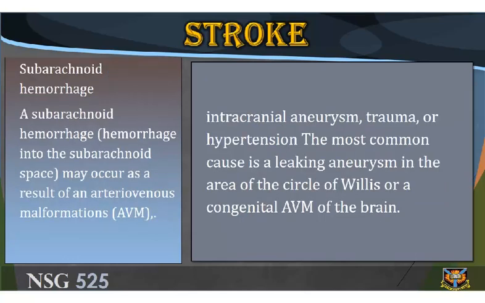Subarachnoid hemorrhage. A subarachnoid hemorrhage into the subarachnoid space may occur as a result of an arteriovenous malformation, intracranial aneurysm, trauma, or hypertension. The most common cause is a leaking aneurysm in the area of the circle of Willis or a congenital AVM of the brain.